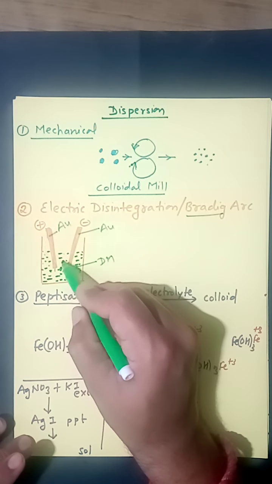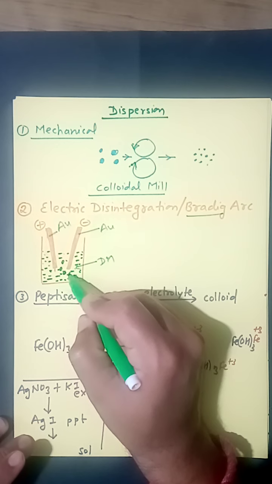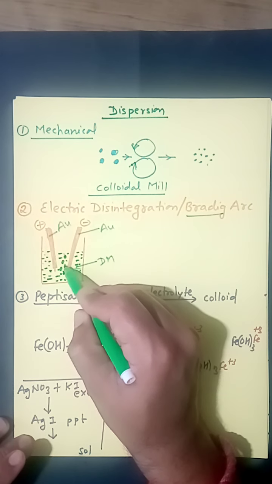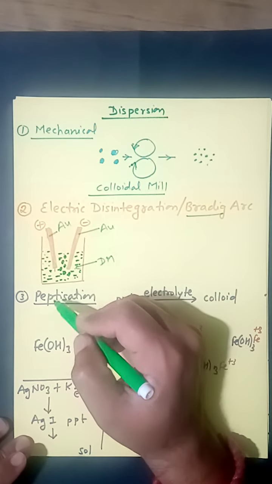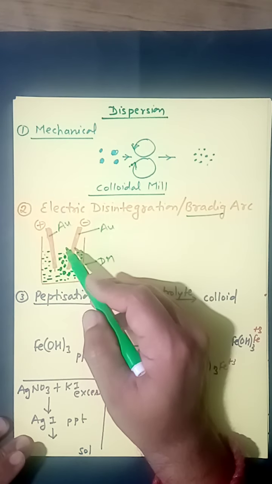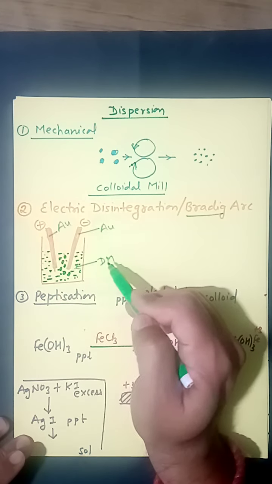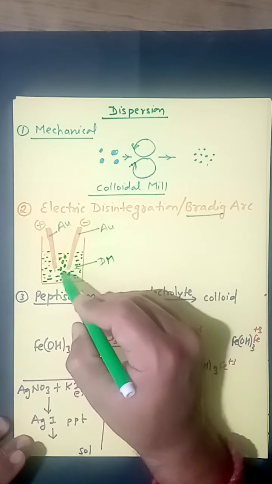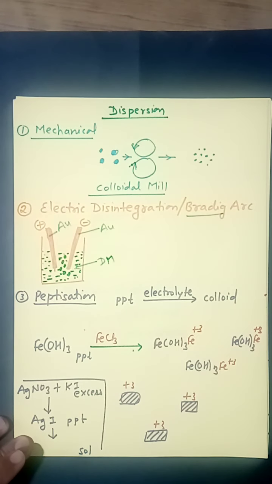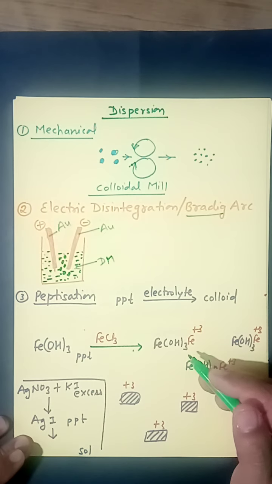They gather and associate with each other and convert into particles of colloidal dimension. I repeat, first the particles vaporize, they cool down because of the dispersion medium, then the particles associate and convert into particles of colloidal dimension. This is the Bredig arc method or electric disintegration.